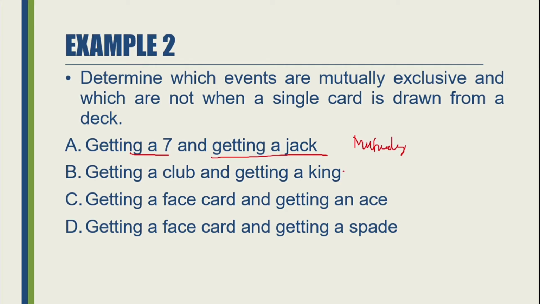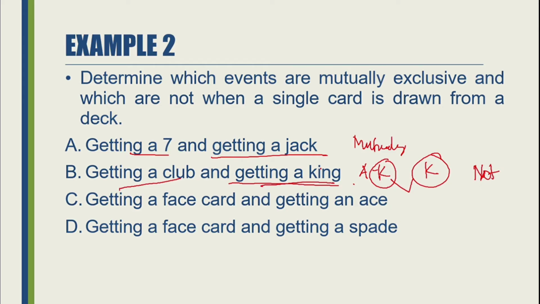In letter B, the clubs run from ace to king, and we are also getting a king, so there is a common element. The common element is the king of clubs. So therefore this is not mutually exclusive, because the club suit includes the king of clubs.